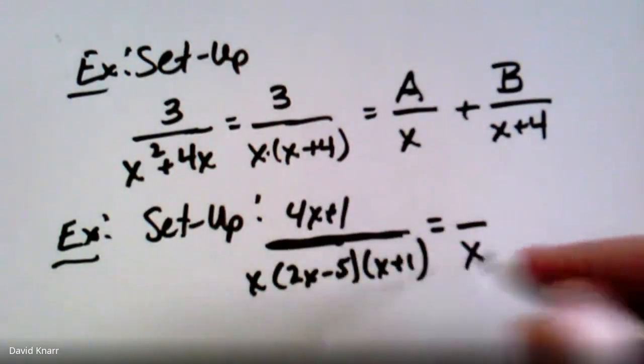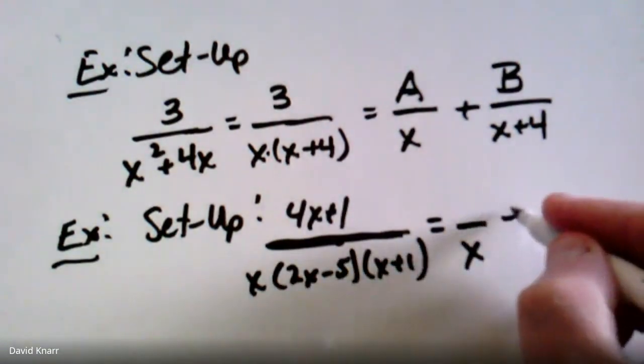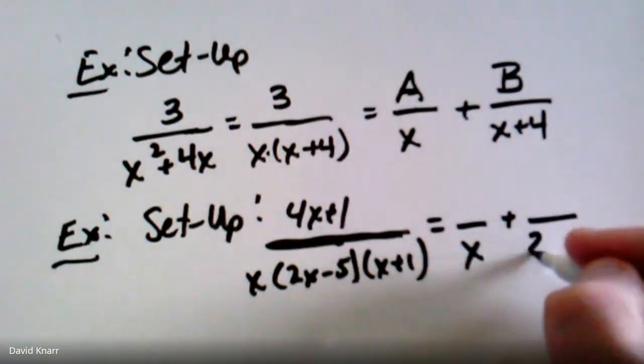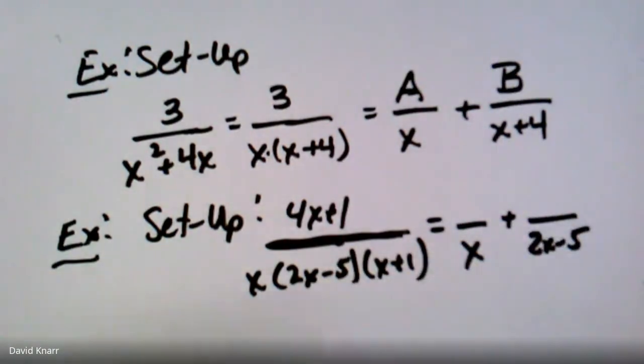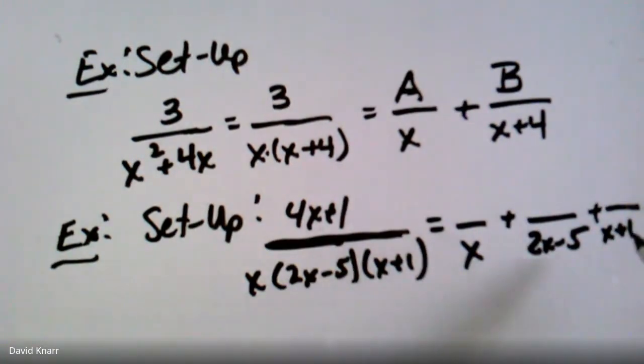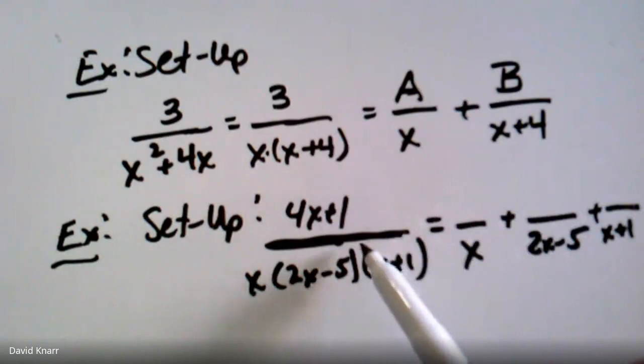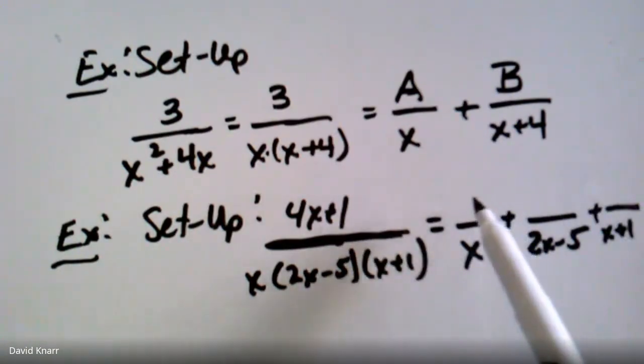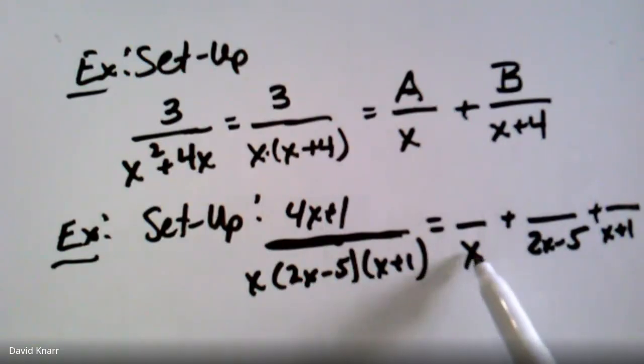One of them could have a denominator of x. One of them could have a denominator of 2x minus 5. And one of them could have a denominator of x plus 1. Okay. So there's now 3 fractions that are being added to make this one fraction, potentially. Now the question is, what goes on top? Well, this is degree 1.